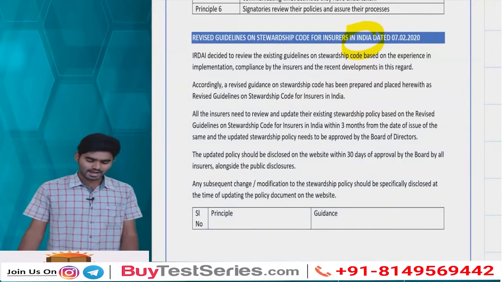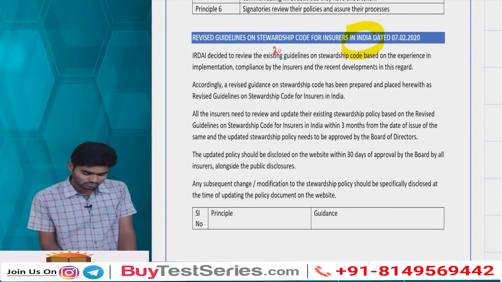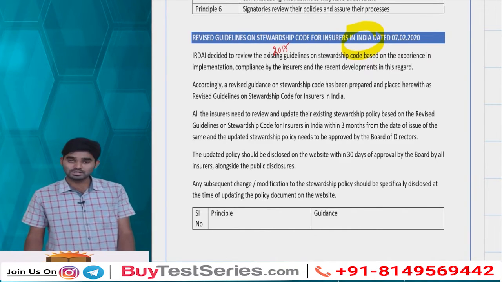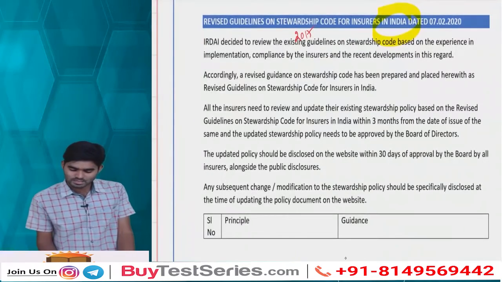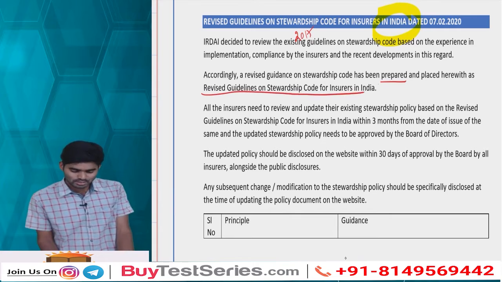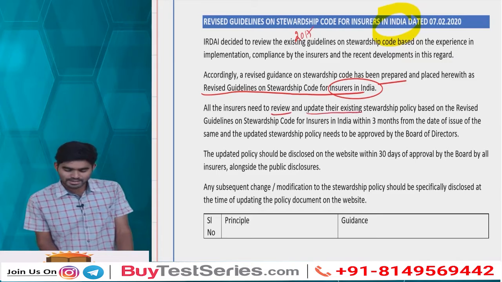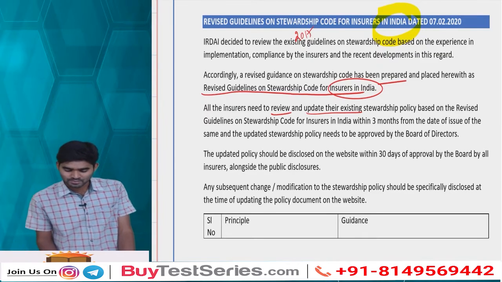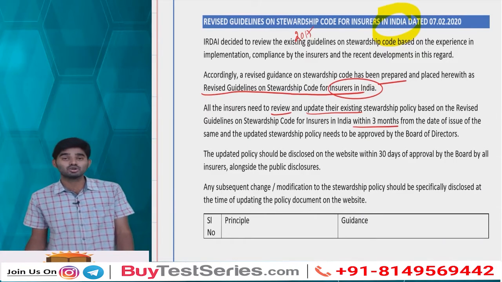Clear? So IRDAI decided to review the existing guidelines, that is the 2017 guidelines on stewardship code, based on the experience in the implementation and compliance by the insurers and the recent developments in this regard. Accordingly, a revised guidance on stewardship code has been prepared and placed herewith as revised guidelines on stewardship code for insurers in India. All the insurers need to review and update their existing stewardship policy based on the revised guidelines within 3 months from the date of issue of the same, and the updated stewardship policy needs to be approved by the board of directors.